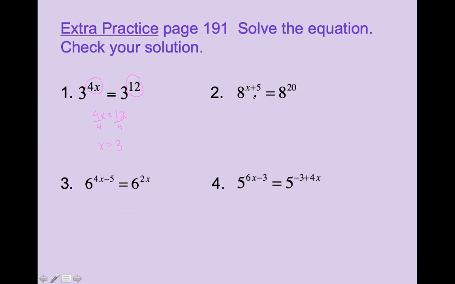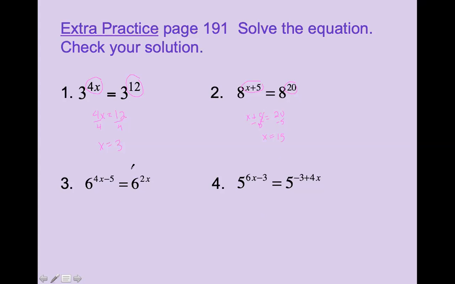All right, here's another one. We have a base of 8. So that means that these exponents must be equal to each other. So I write down x plus 5 equals 20. I'm going to solve for x, subtract 5 from both sides. And I get x is equal to 20 minus 5, which is 15.